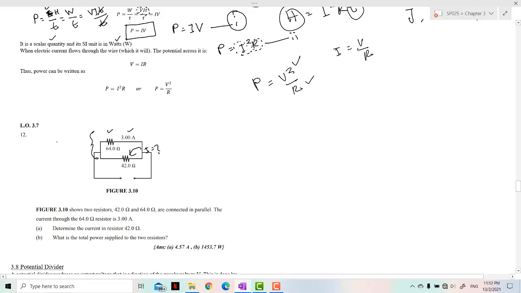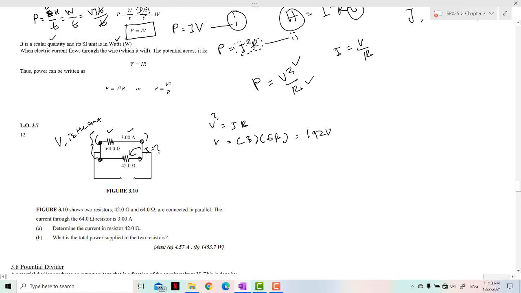So in parallel, you should know that the potential is the same. The amount of charge which moves from this point to this point should be the same as from this point to this point. So using V equals IR, let's try to find the V. Let's use this, the top part, because it already has I and R. The I is 3, the R is 64, so you get a potential of 192 volts.